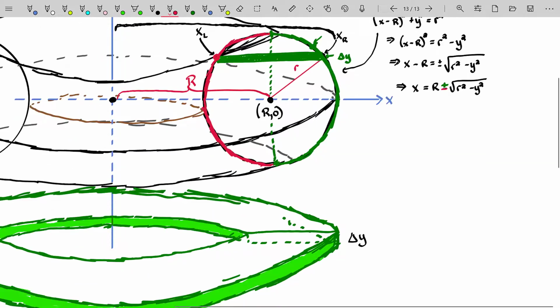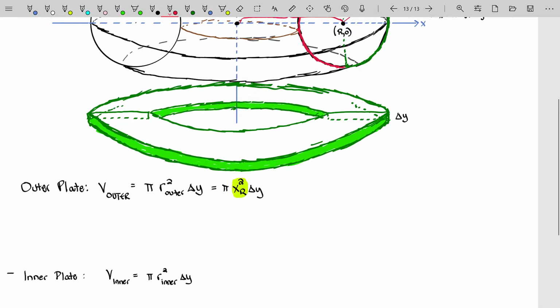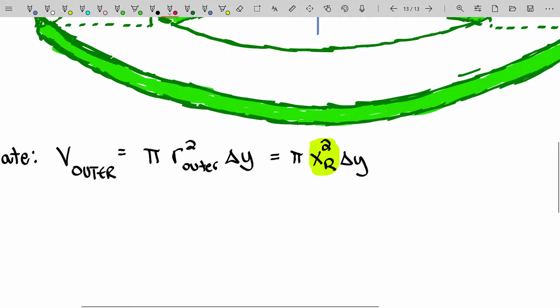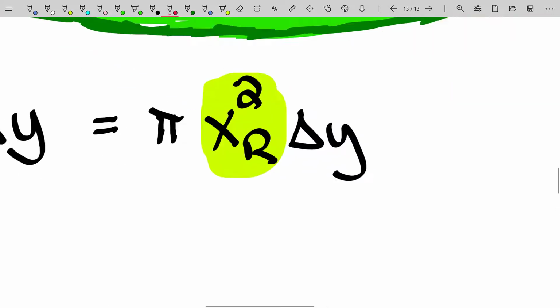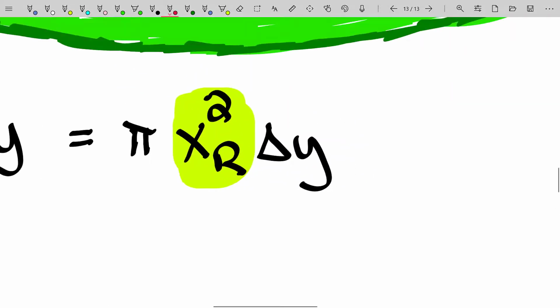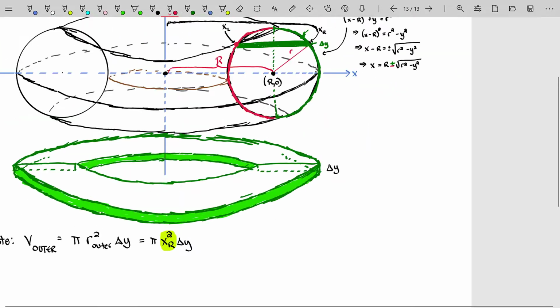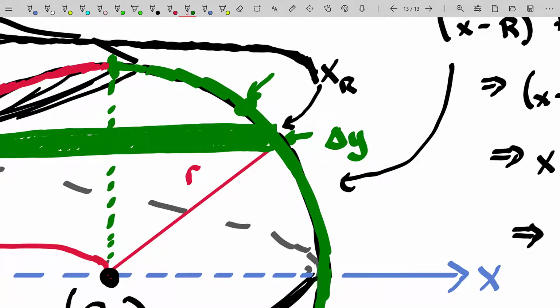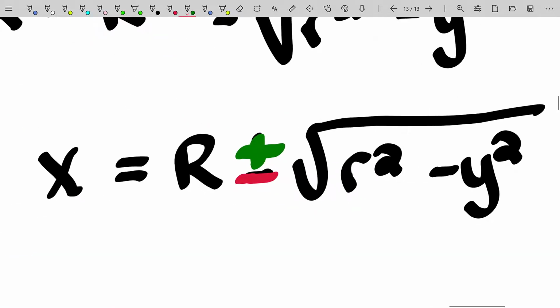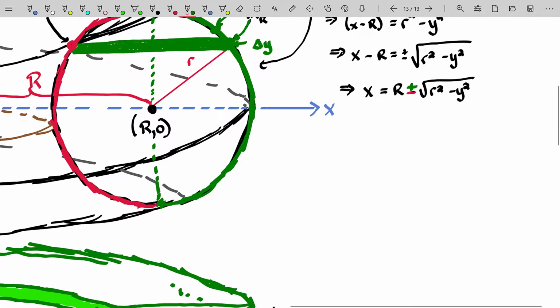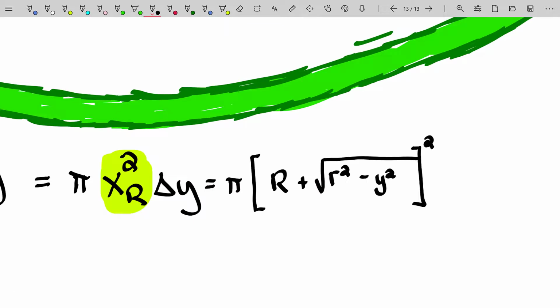Now let's go ahead and take a look at our formula we've been working on here very briefly. We're working with the volume of the outer plate, which is associated with the x value on the right edge of our slice. And the x value on the right edge of our slice, this x value right here, we know is going to be capital R plus the square root of little r squared minus little y squared. So let's go ahead and insert that into our equation. And there we have it.